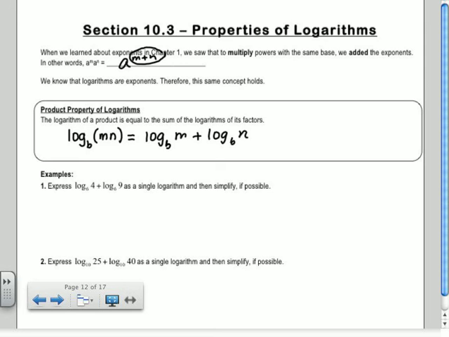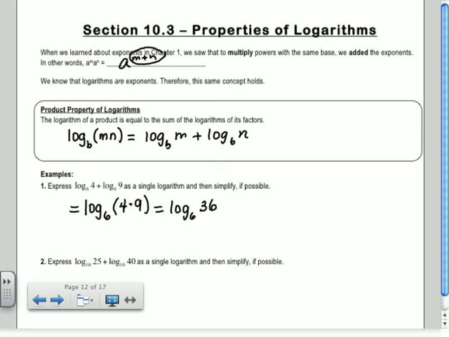Okay, so example 1, it says express log base 6 of 4 plus log base 6 of 9 as a single logarithm and simplify if possible. So I have log base 6 of 4 plus log base 6 of 9. So this rule goes backwards as well. If I combine them, it's going to be log base 6 of 4 times 9, which is log base 6 of 36.